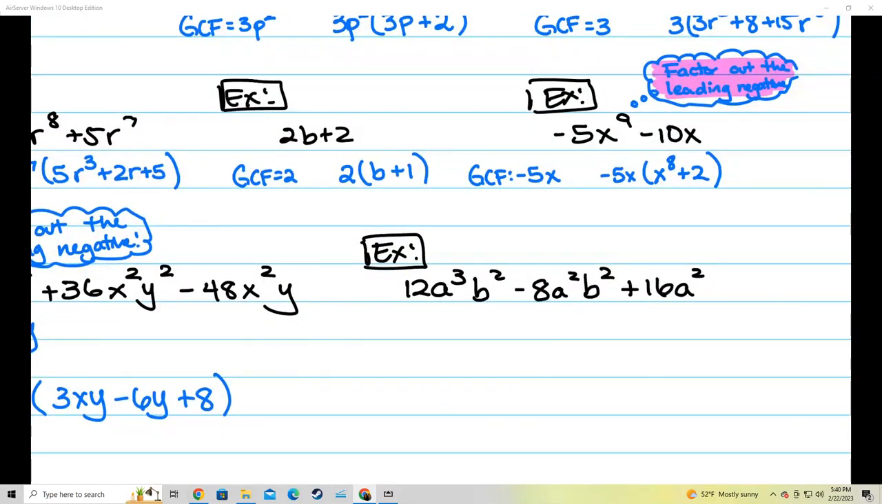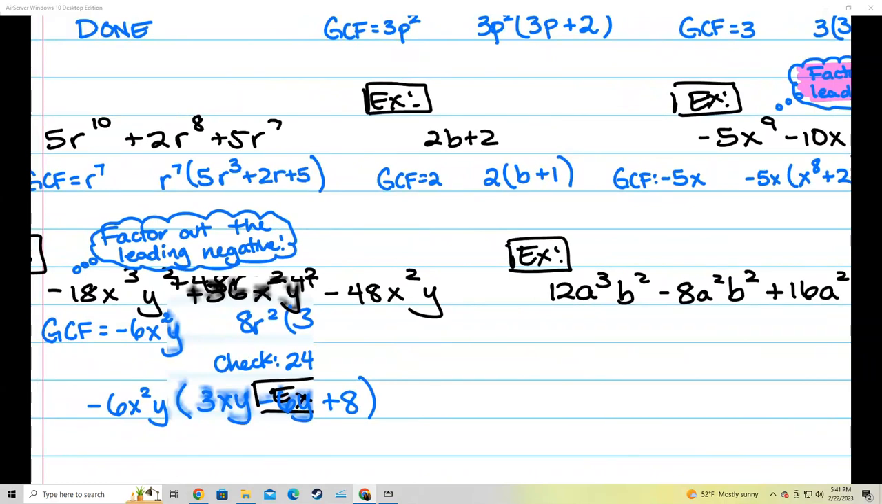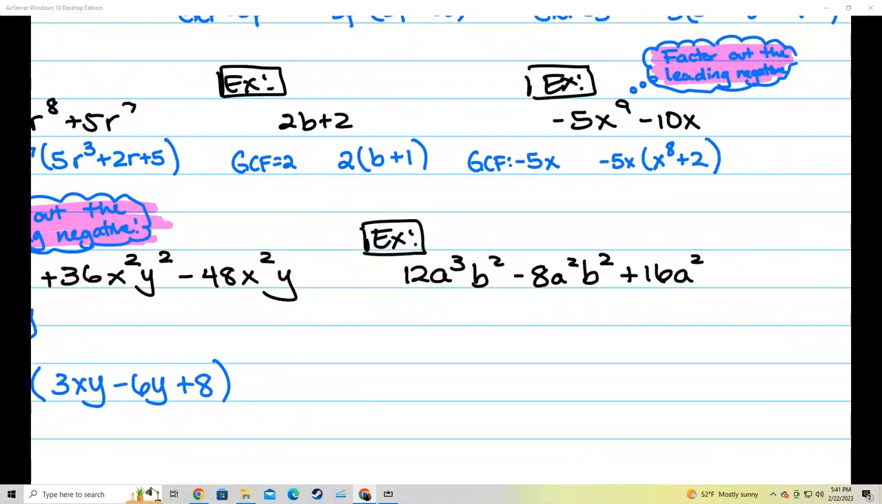Between 12, 8, and 16, first of all, this number right here is positive. This number is negative. Do I need to factor out the leading negative like I did over here? The answer is no, because even though this is a negative, it's not a leading negative. You only factor out the negative when it's the first number that's negative. And that first number is positive, so I don't need to factor out any negative there. So the GCF, I'm not going to factor out a negative.